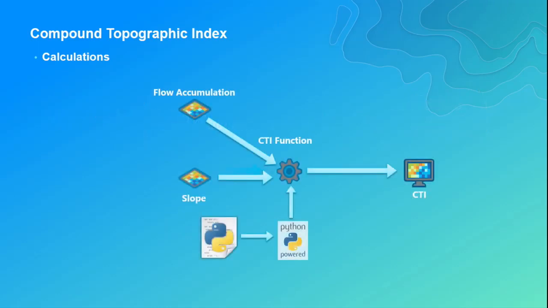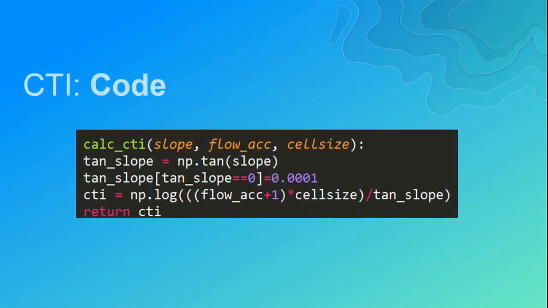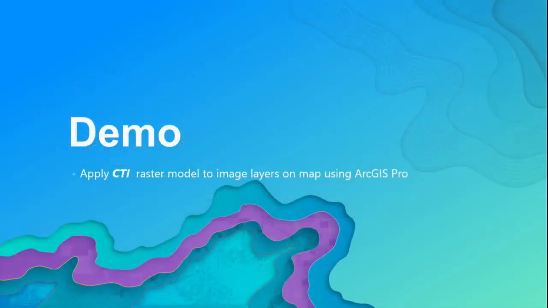Here's how it's going to look. I'm going to take a flow accumulation raster and a slope raster. I'm going to have my Python code in the background, plugged in as the adapter function in my model, and it's going to output a CTI raster. Here's kind of what it looks like in code. Here's what you'll see in the UpdatePixels method, which is kind of the workhorse of the Python function. Pretty basic code. And I'll show you how to do this.